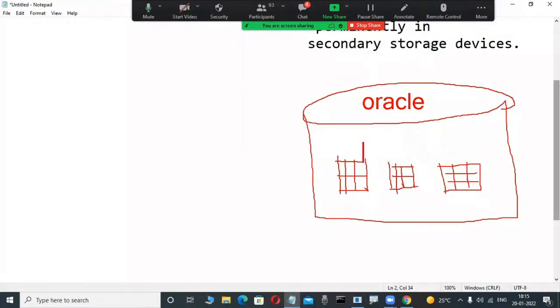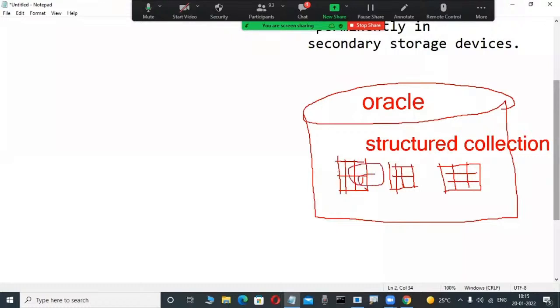All relational databases store a structured collection of data. That is important, not unstructured. Unstructured data means other kinds of databases are there. Oracle is one of the popular relational databases. These types of relational databases store only a structured collection of data.